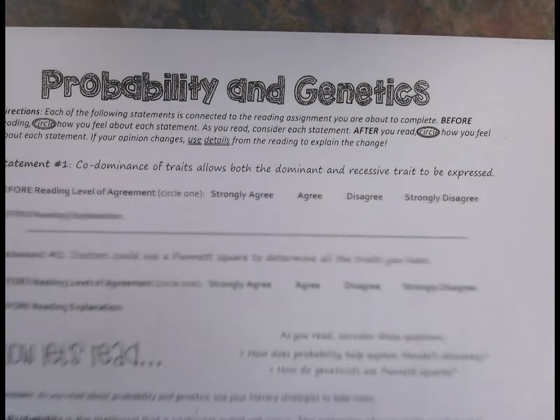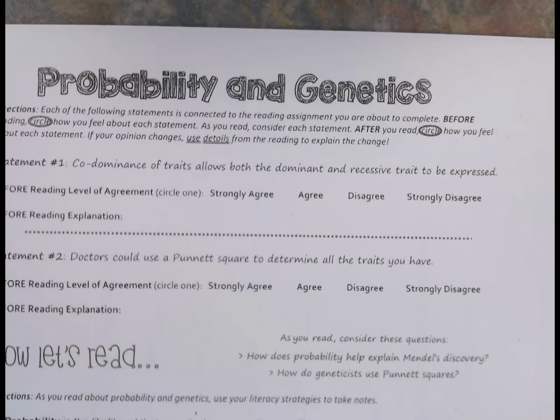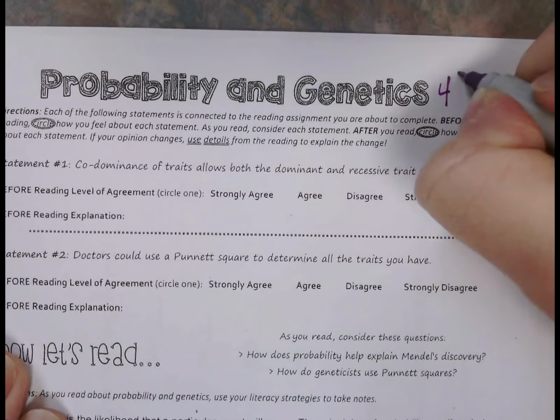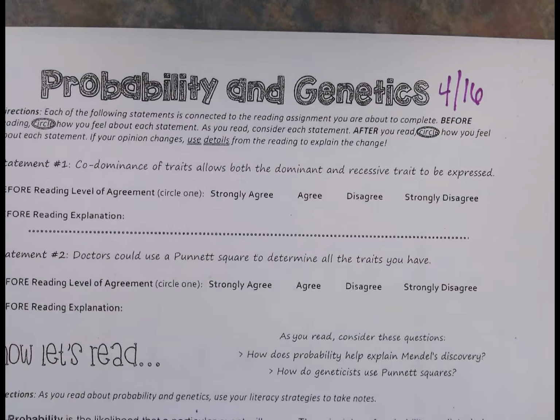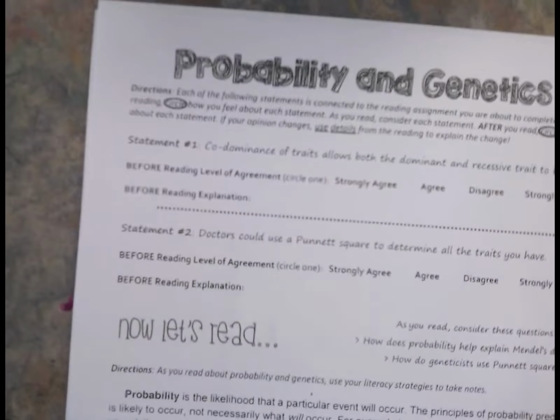Okay, so today is going to be probability and genetics. We're going to do about 3 or 4 pages all together. Today's date is April the 16th. Okay, 2 more days, woohoo, after today anyways, until spring break. We've done something similar to this before.